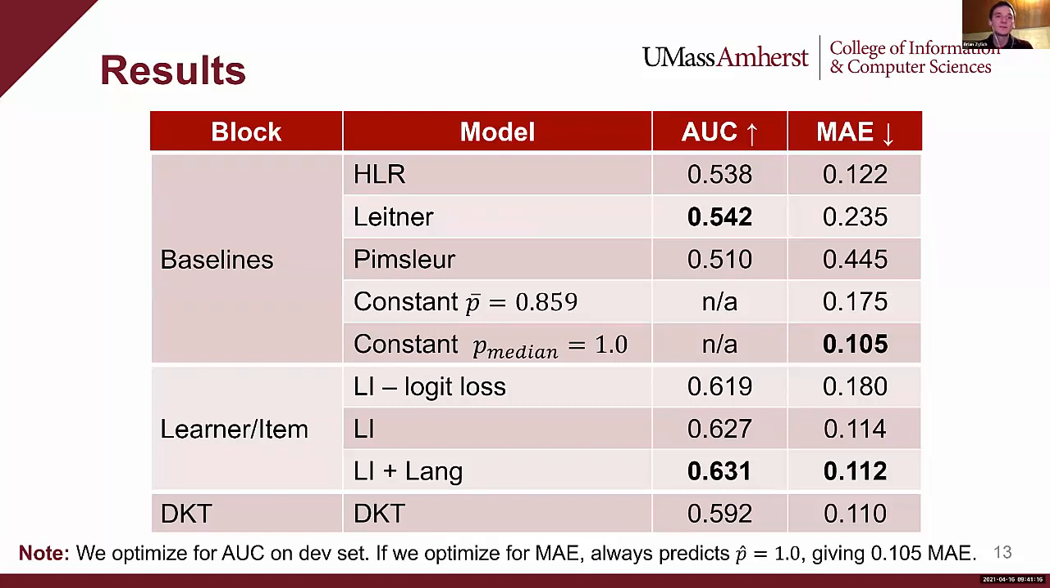We note that we optimize for AUC on the dev set when choosing hyperparameters, because if we optimize for MAE, then we are able to match this median baseline of 0.105. But in practice, this means that our model always predicts a probability close to 1, which isn't very useful.